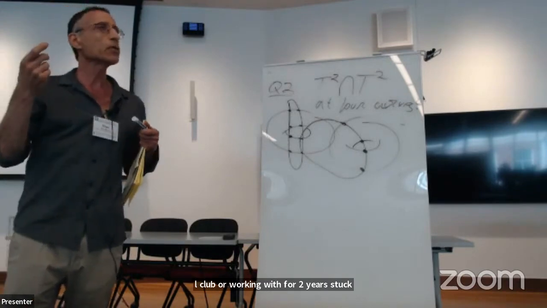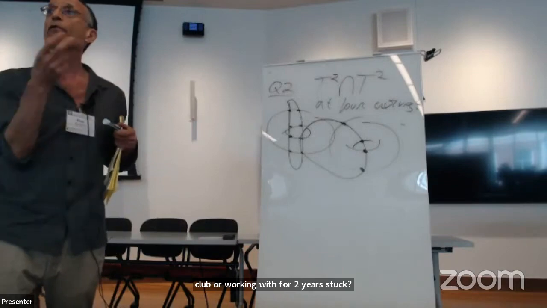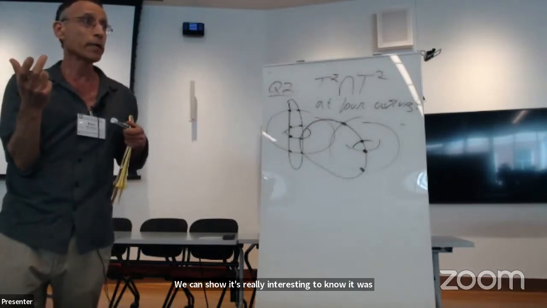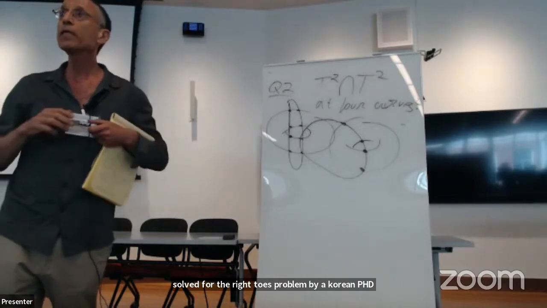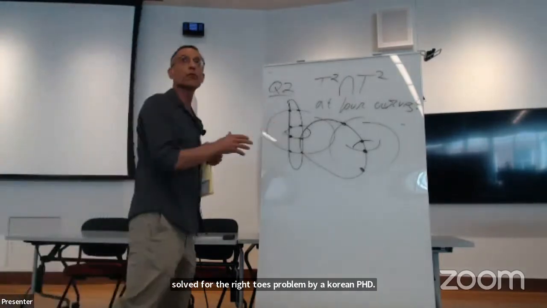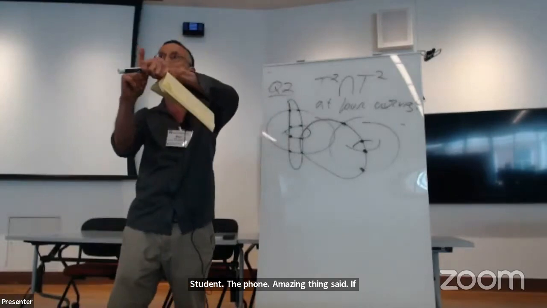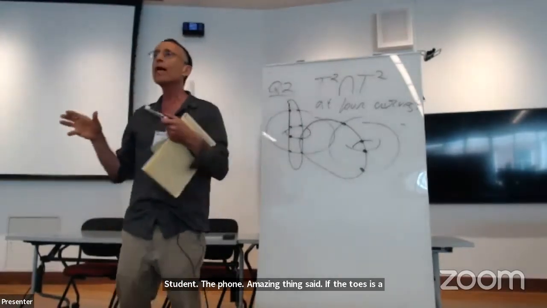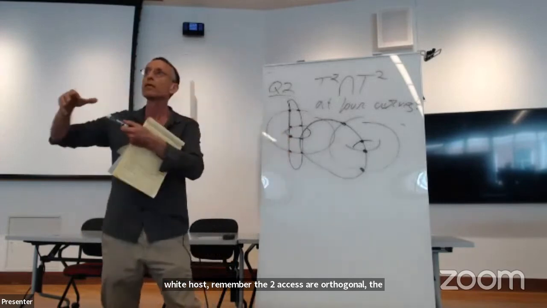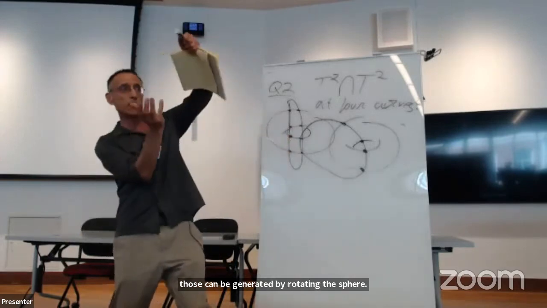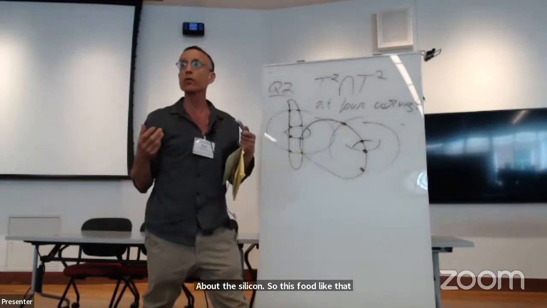Let me show you, it's really interesting to know it was solved for the right tori problem by a Korean PhD student. He did the following amazing thing. He said, if the torus is a right torus, remember the 2 axes are orthogonal, the right torus can be generated by rotating a sphere about a circle. So the sphere is like the inner sphere, you rotate it, you generate the torus.